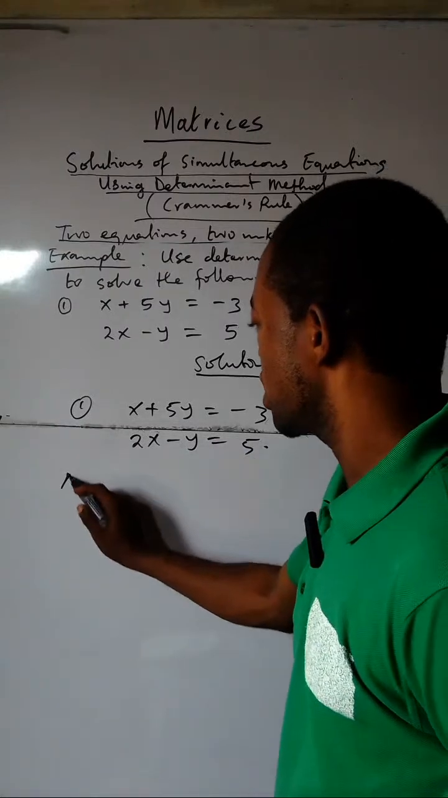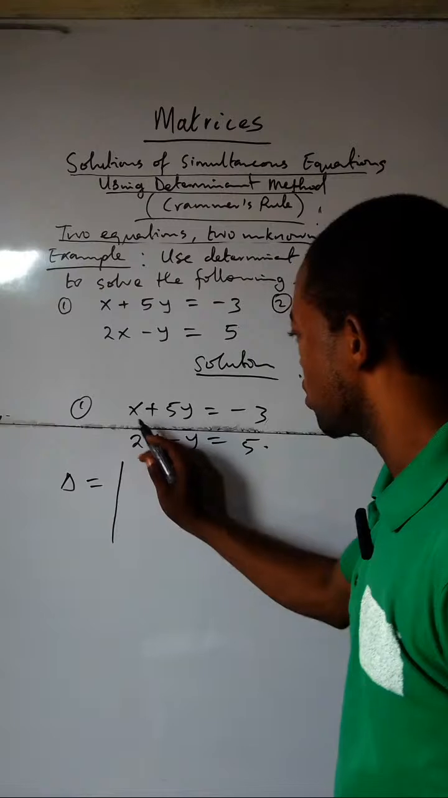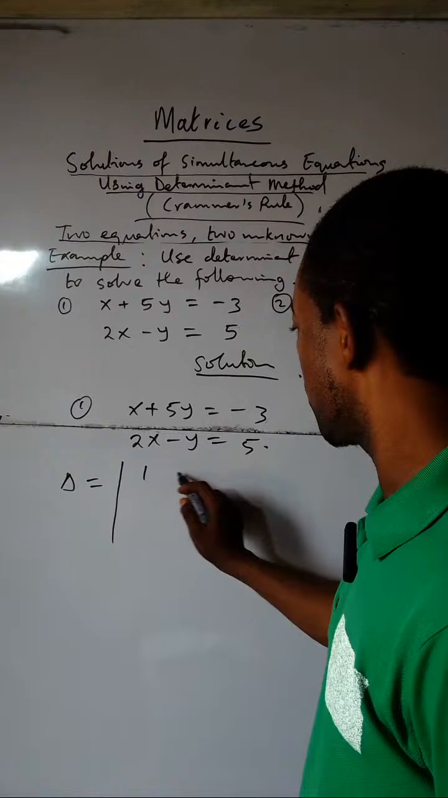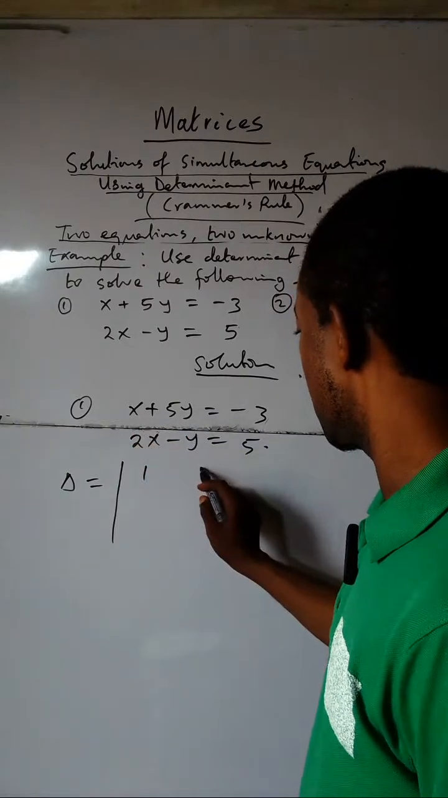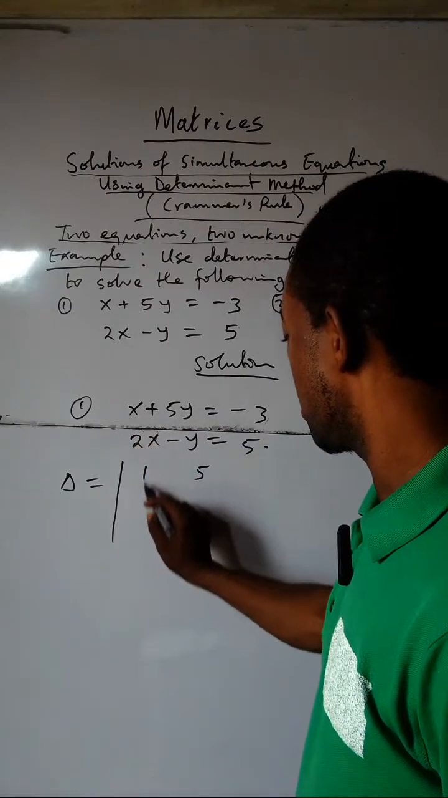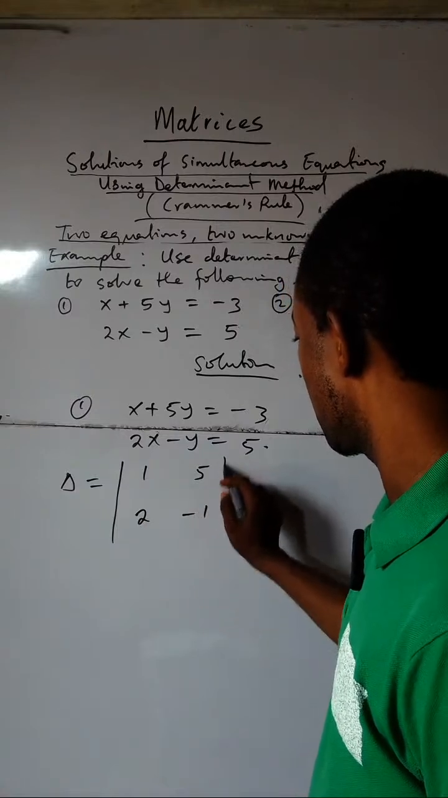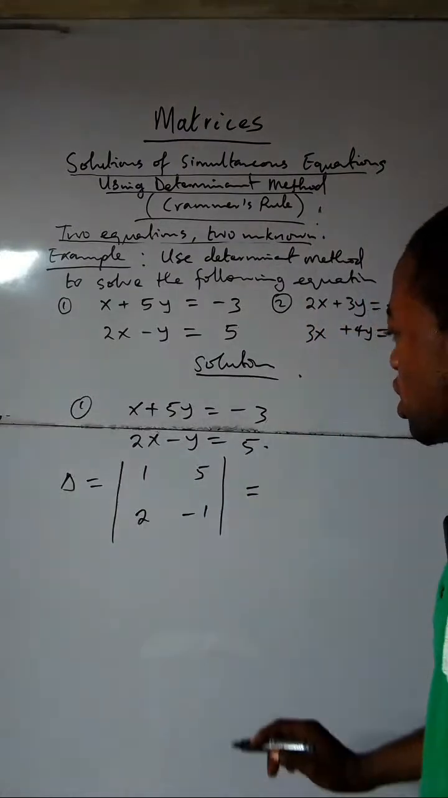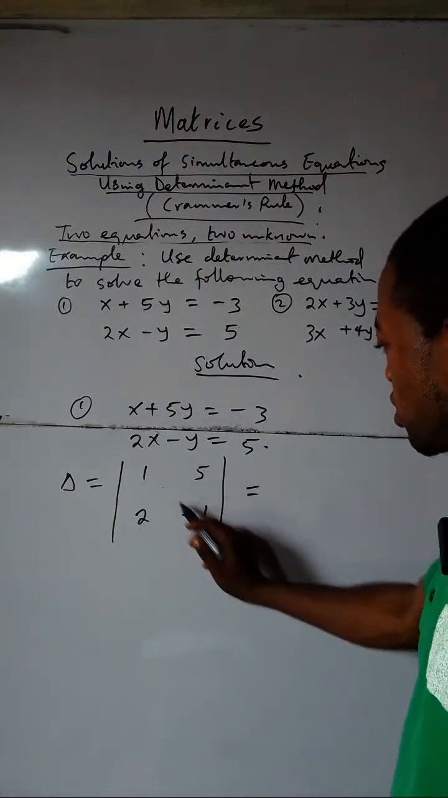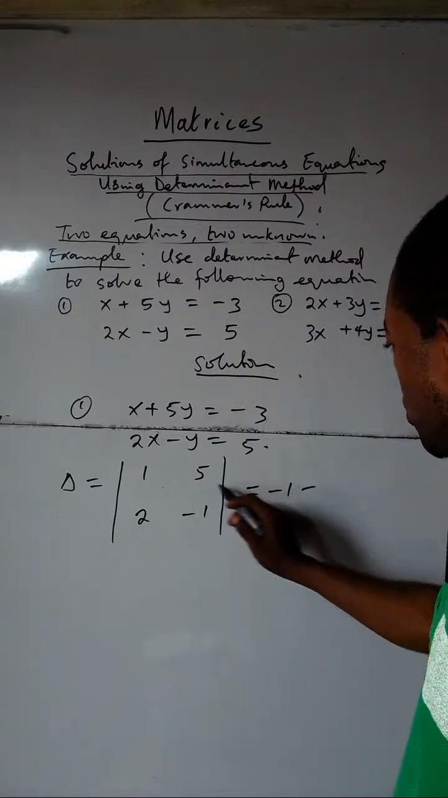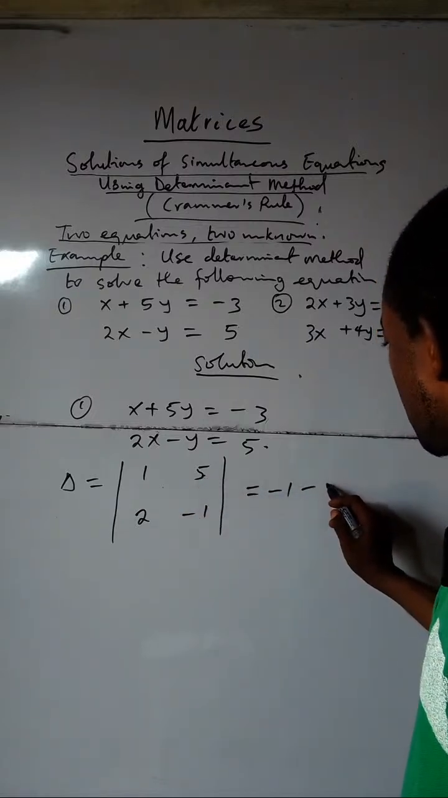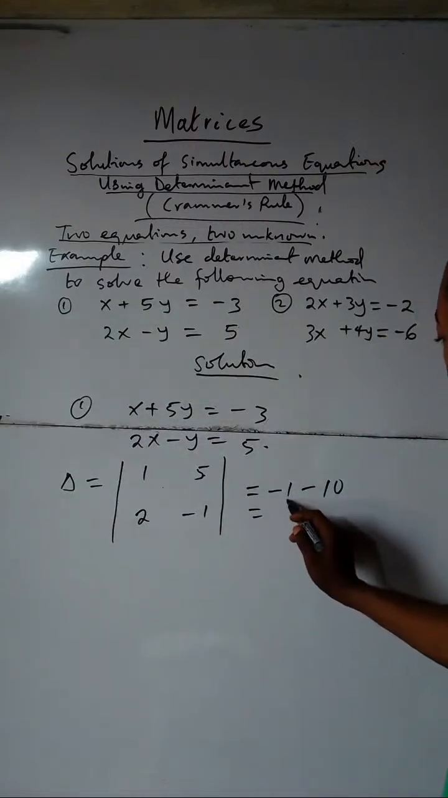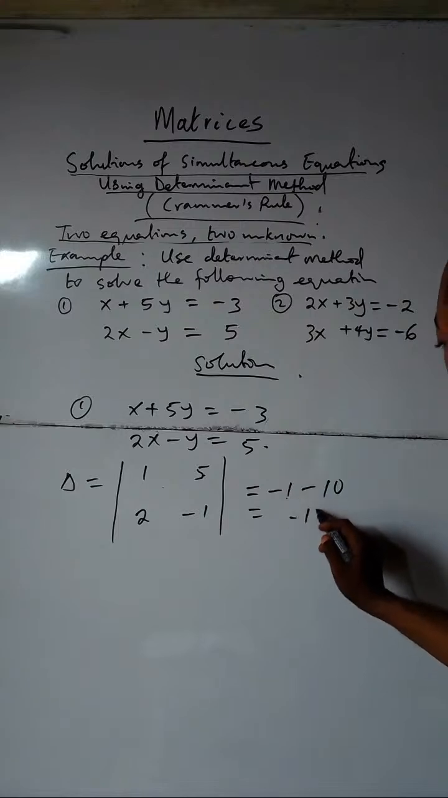Now, first thing is to find the determinant. We write out the coefficients of these variables. Here we have 1 as the coefficient, then 5. Then the second line, we have 2, then minus 1. Then the determinant becomes, we multiply the major diagonal, 1 times minus 1, that's minus 1, then minus 5 times 2, that's minus 10. Then the determinant is minus 1 minus 10, that's minus 11.